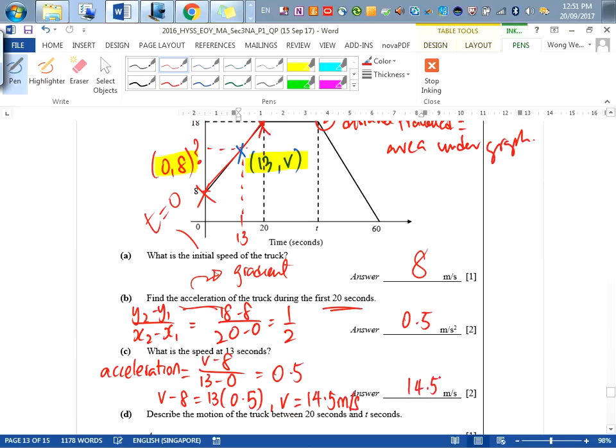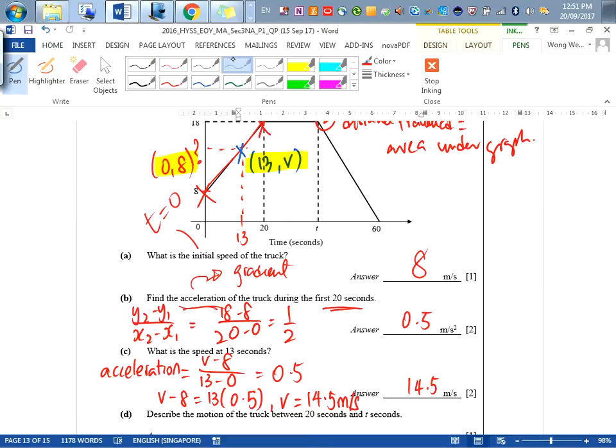Okay? Are there any other ways to do it? Yes, there are. We can use similar triangles. We can use like what Francis says. Find the equation of the line. We find the equation of the line, then we substitute in a value which is 13. Okay? Let's just look at that quickly.